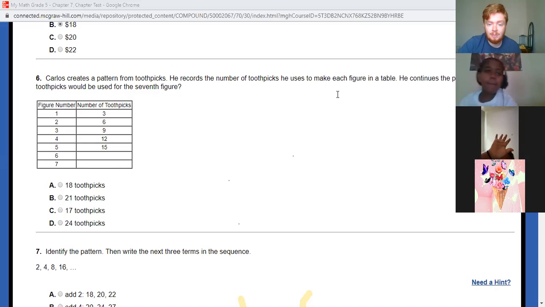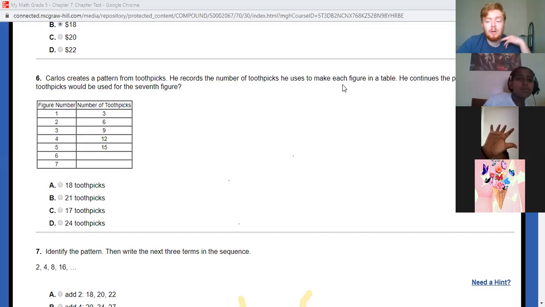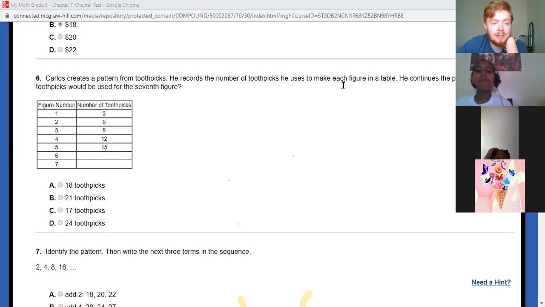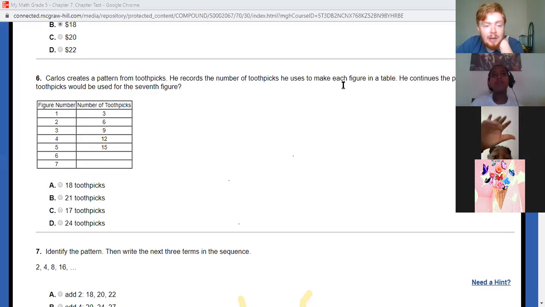All right, so I'm gonna go ahead and keep going. Question number 6. Carlos creates a pattern from toothpicks. Demaya, bathroom, water? Yeah, go ahead. I want to answer the 6. Oh, okay, hold on. Let me finish reading it, but then yeah, I'll call on you. Carlos creates a pattern from toothpicks. He records the number of toothpicks he uses to make each figure in the table.